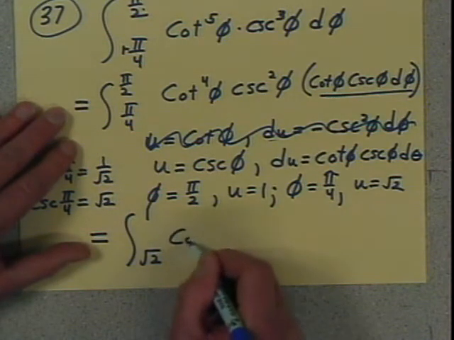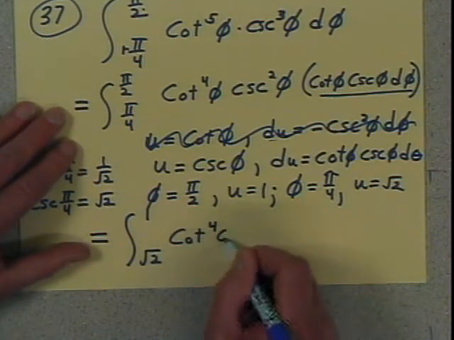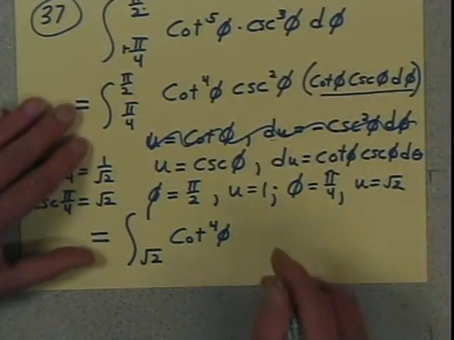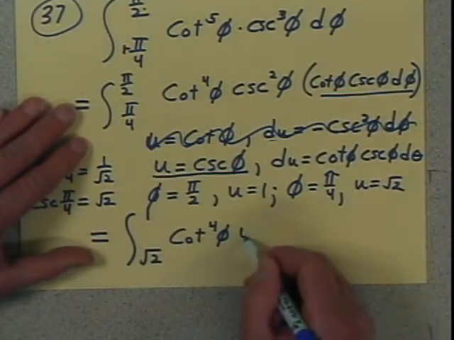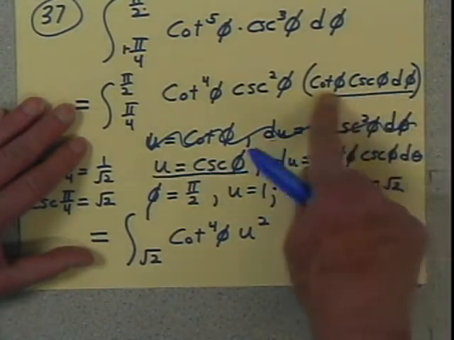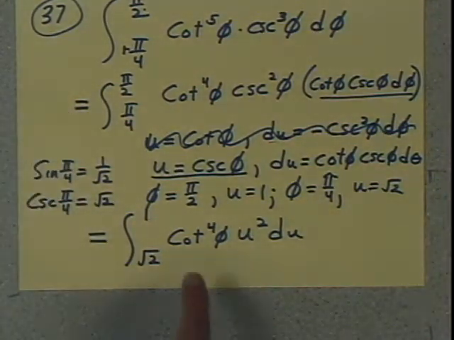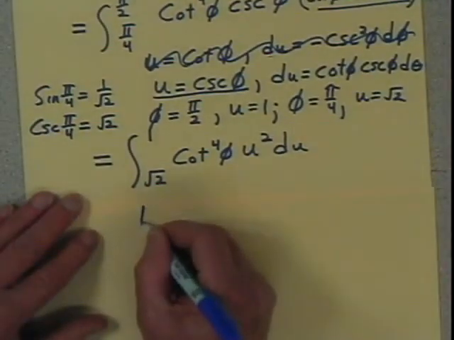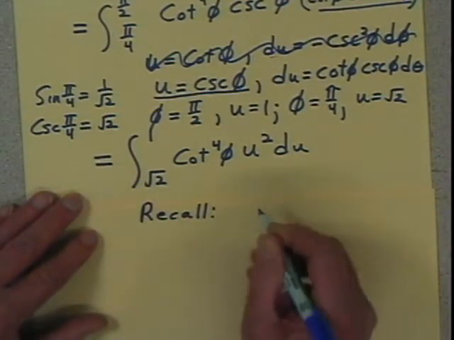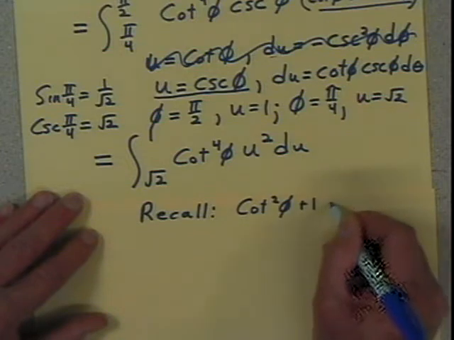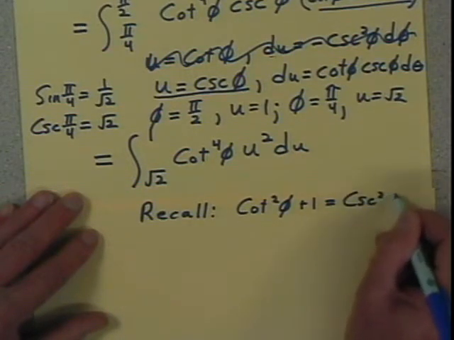Cotangent doesn't have a replacement yet, but it's coming soon. What can I replace cosecant squared with? Well, based upon this, u squared. What can I replace the part in the parentheses with? du. Now, as long as I can convert the cotangent into cosecants, they'll all become u's as well. Well, you do have to recall, not necessarily write it down, but cotangent squared of any angle plus 1 is equal to cosecant squared of the same angle.